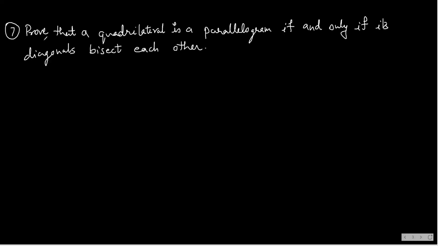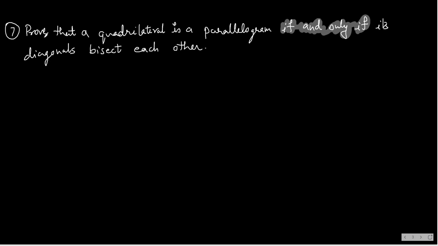Let's go for the 7th question from the same exercise. We have to prove that a quadrilateral is a parallelogram if and only if its diagonals bisect each other. Now this particular question is very interesting, because you have got here the connective. If you have done mathematical logic, you would know that if and only if is a connective. So the question involves if and only if, and because of this it becomes very interesting.